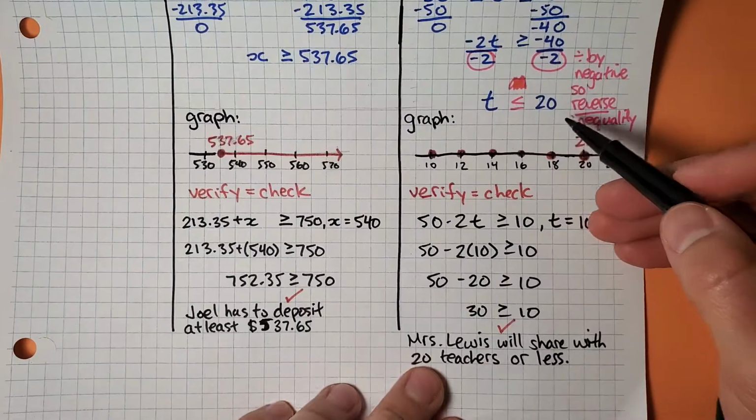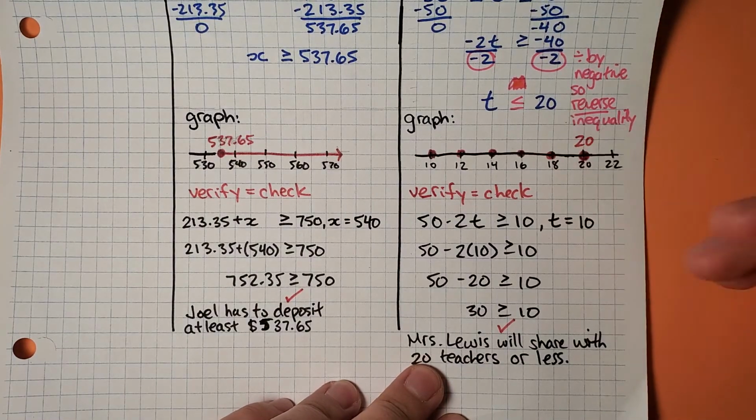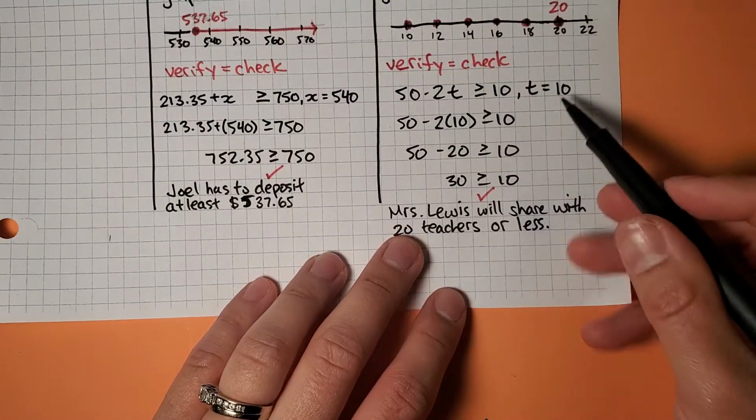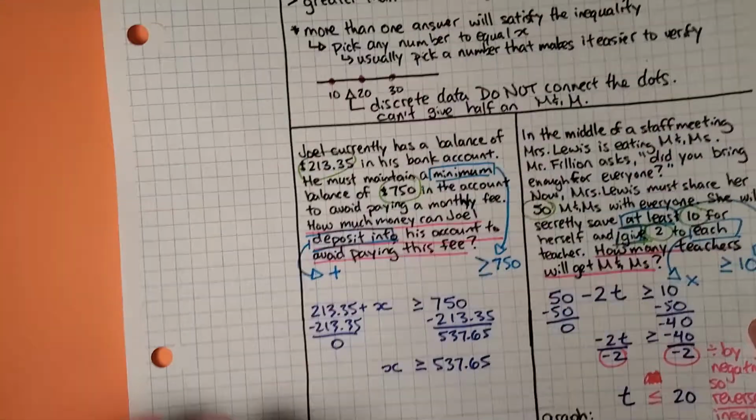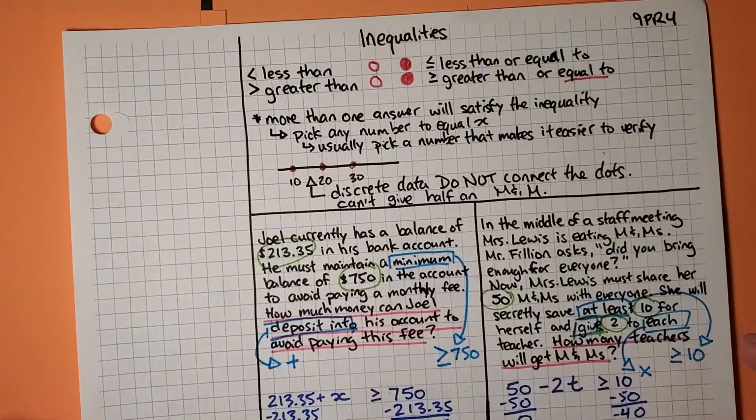All right, so that's what we found with our inequality. And that's what we proved because look, can she share with 10 teachers? Yeah, the inequality is true that way. So that sums up inequalities really briefly.